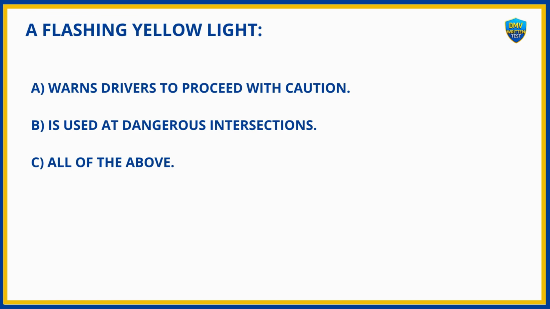A flashing yellow light. A. Warns drivers to proceed with caution. B. Is used at dangerous intersections. C. All of the above. And the answer is C. All of the above.